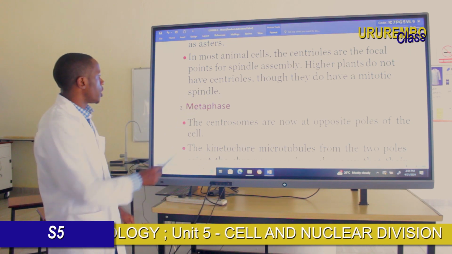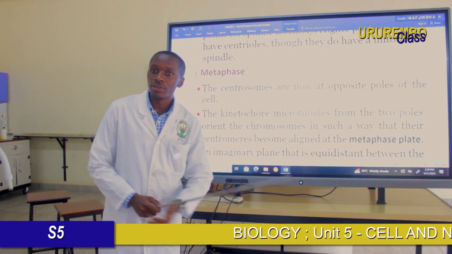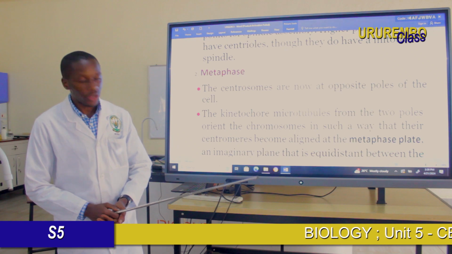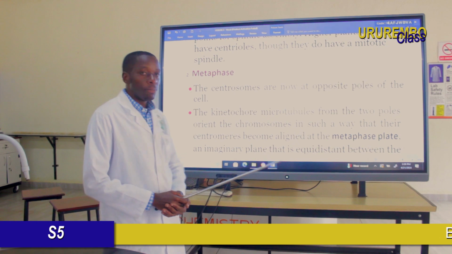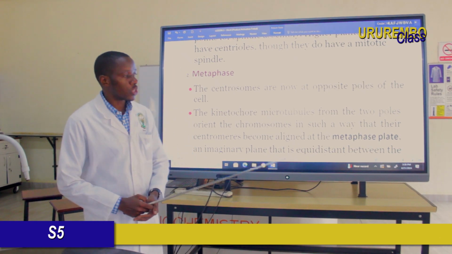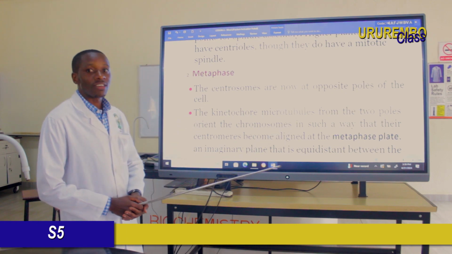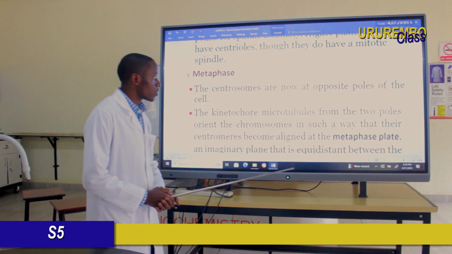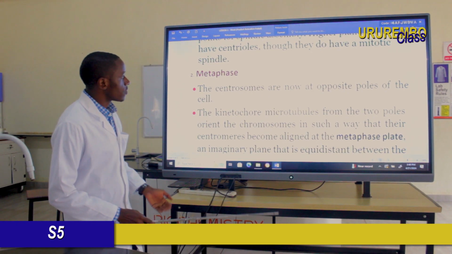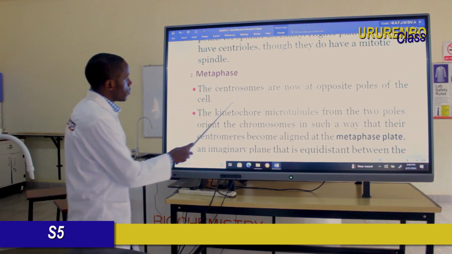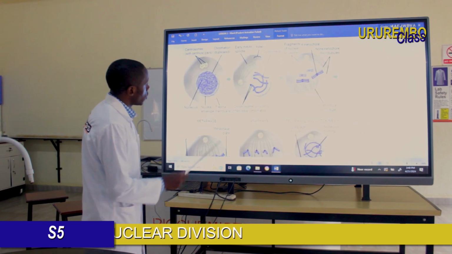Then, let me continue with the metaphase. The main event of this metaphase is that the chromosomes, non-homologous chromosomes, line up at the metaphase plate or equator. But there are also other characteristics shown in this phase. The next characteristic of this metaphase is that the centrosomes are now at the opposite poles of the cell. We have seen the structure: the centrosomes are at opposite poles.